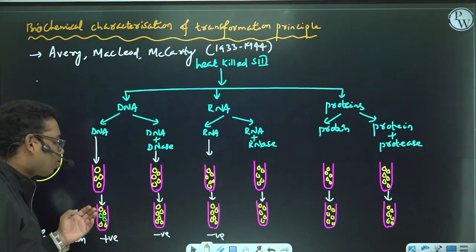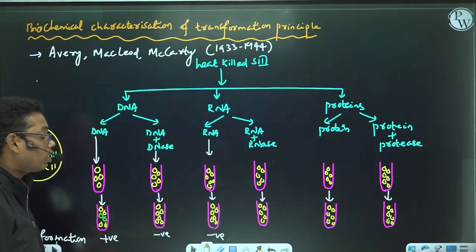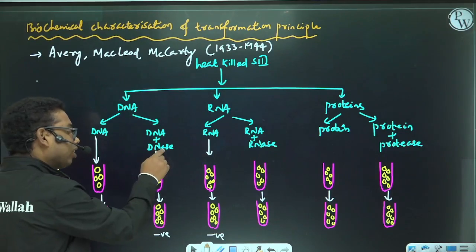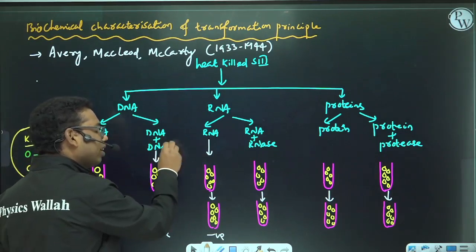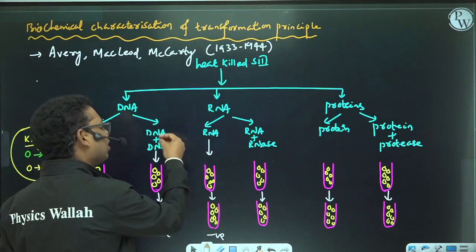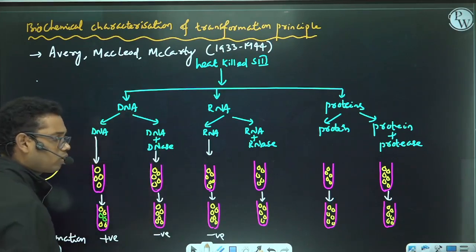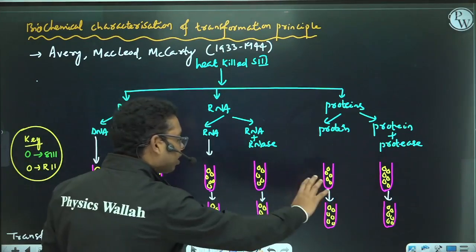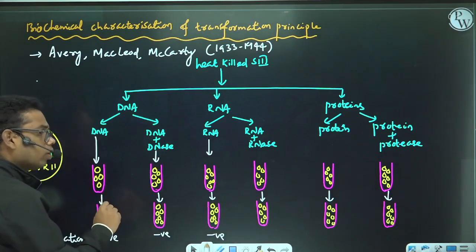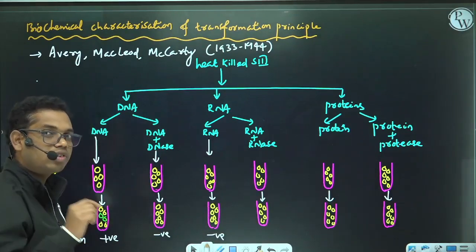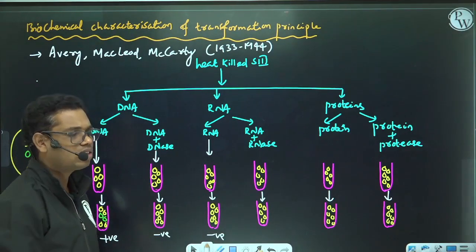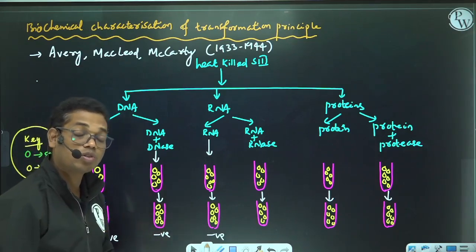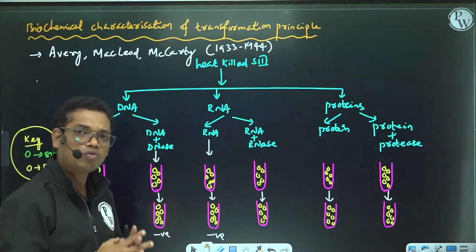That means here transformation is taking place. But in this case I added DNA, and along with DNA I added that enzyme which causes the breakdown of the DNA. That is why there was no transformation. And that is why from this I can conclude that the transformation principle of Griffith Sir was nothing but the DNA. So this is how the chemical nature of the transformation principle or the genetic material was observed.